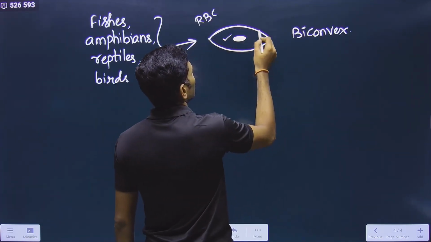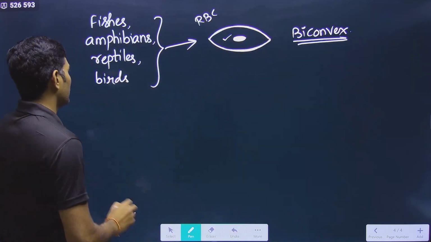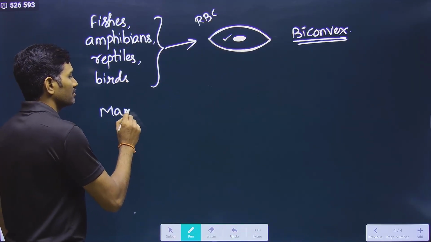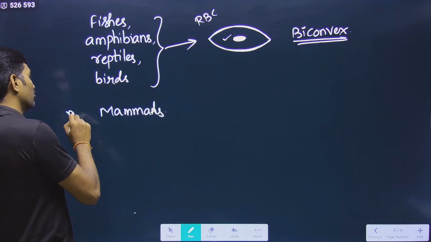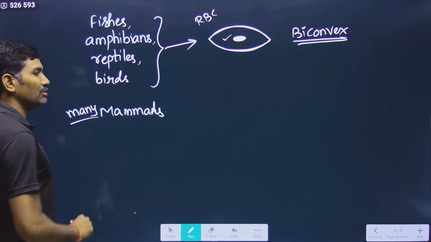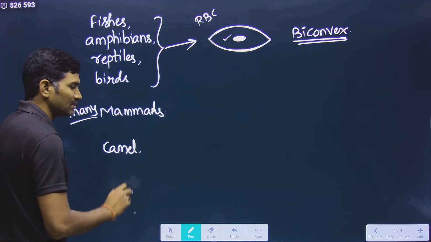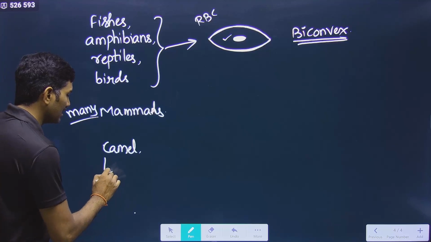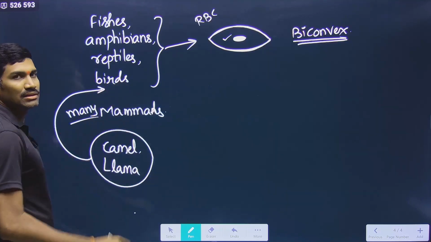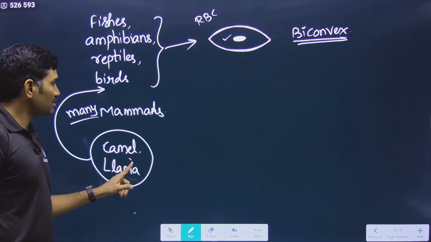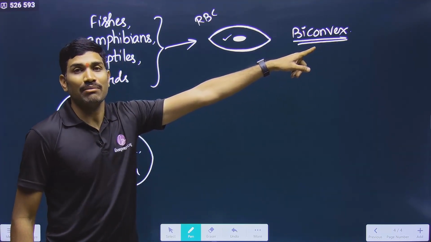This is the convex shape. This is also a convex shape. So it is biconvex in these particular organisms. Now in the mammals, here we are using the phrase "many mammals." Why are we saying many mammals? Because exceptions are there. Already in the cell chapter, when we studied the nucleus, we studied camel and llama. Camel and llama will come under this particular one. Even though these are mammals, they again have a nucleus, so they will have biconvex shaped RBCs.